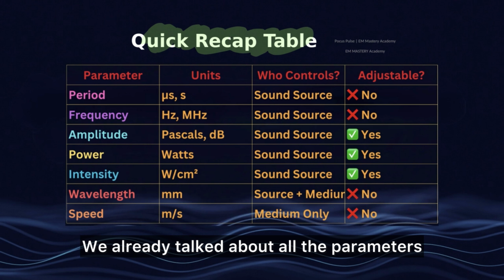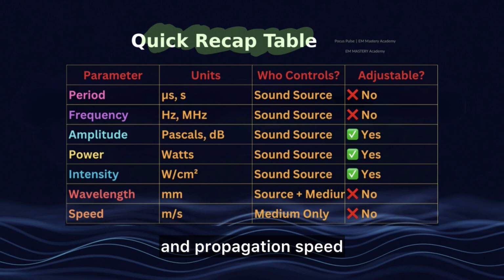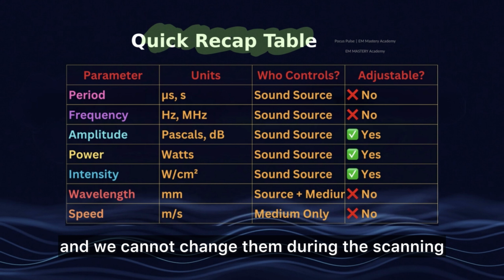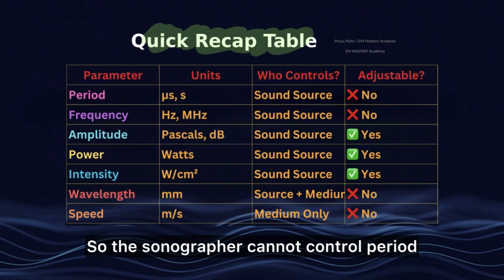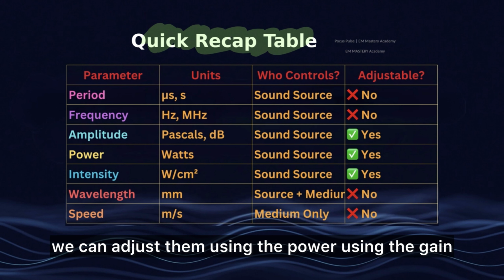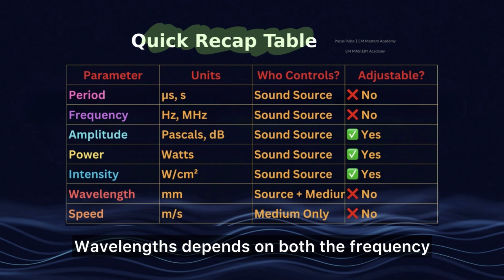Okay, well done. We have already talked about all the parameters: period, frequency, amplitude, power, intensity, wavelength, and propagation speed. Right now we know that period and frequency are set by the probe, and we cannot change them during the scanning. So the sonographer cannot control period and frequency. Amplitude, power, and intensity are about the wave strength. They start from the machine, but as a sonographer we can adjust them using the power and the gain.